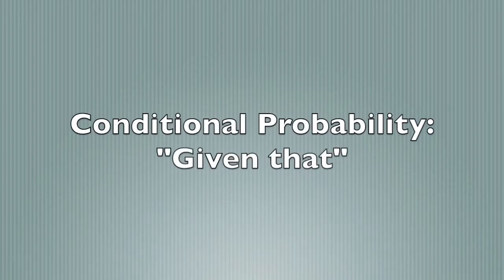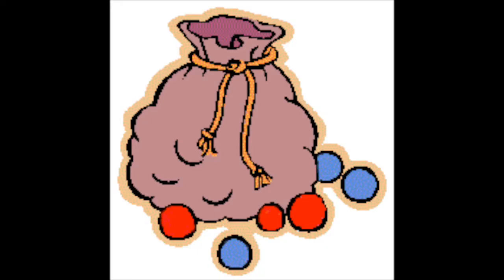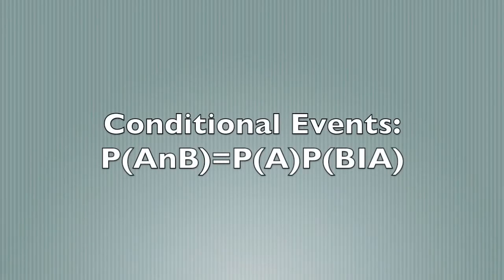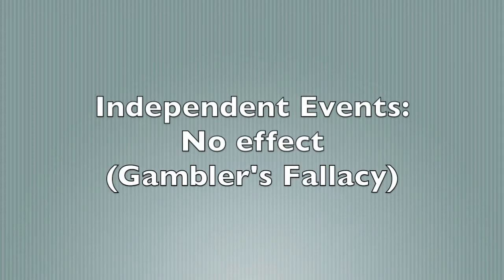There's also the conditional probability formula. Conditional events are events that happen only when another event has occurred. For example, take the bag of red marbles and blue marbles. The probability that you pull out a red marble, given that you pull out a blue marble first, is conditional. The key word to this equation is the word given. The equation is the probability of A and B equals the probability of A times the probability of B given A.